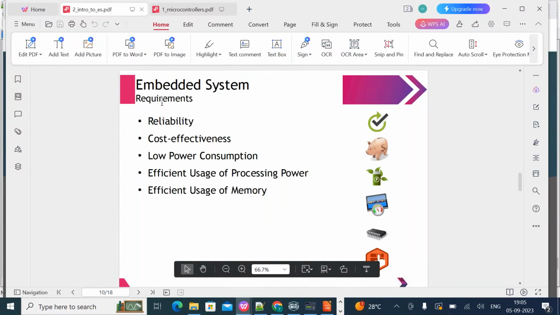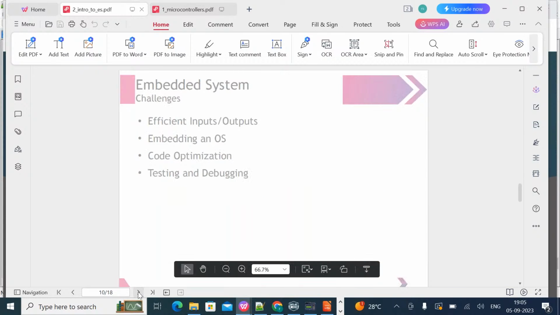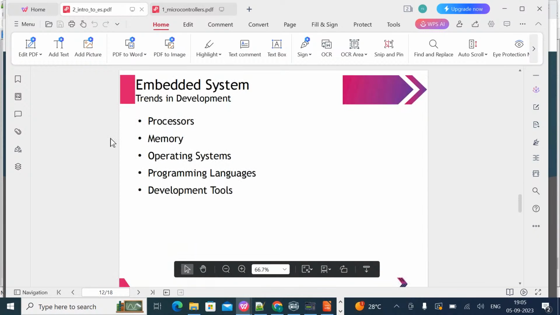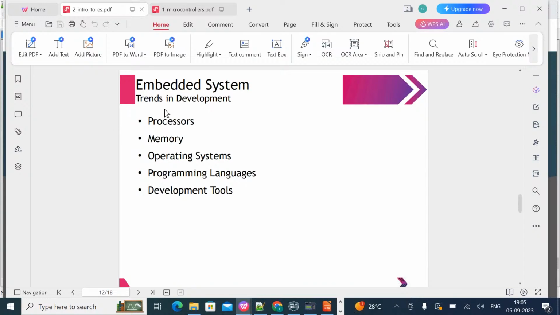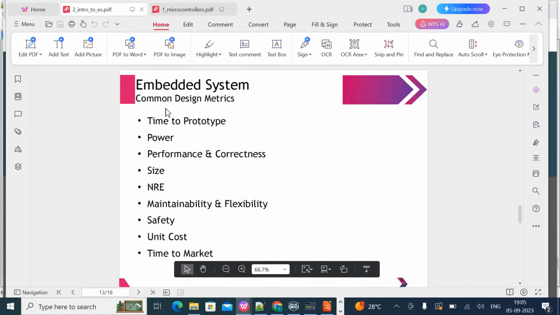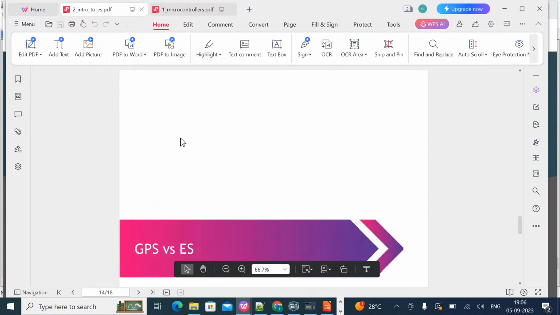Then next we talked about the requirements of the embedded system, a few requirements. We also discussed a few challenges you may face while designing the embedded system. And we discussed the different trends and the different choices you have when you are doing the development of an embedded system. And we discussed common design metrics of the embedded system. Fine. Now let me start with the new topic, which is the general purpose system versus the embedded system.